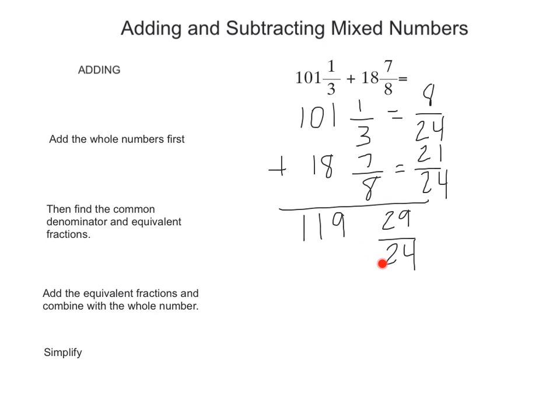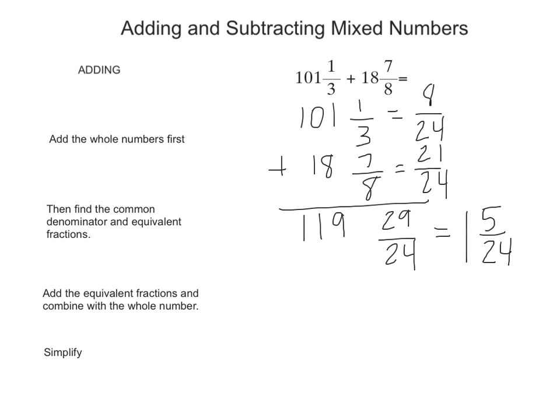Notice that 29 24ths is an improper fraction. We need to turn that into a mixed number before we continue. 29 24ths is the same as saying 1 and 5 24ths. And just as a reminder, I got that because 24 goes into 29 one time with 5 remaining over 24.